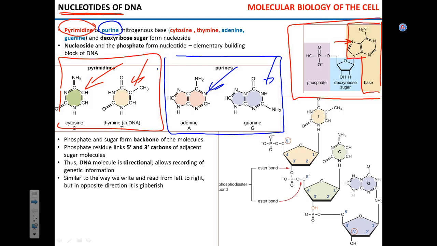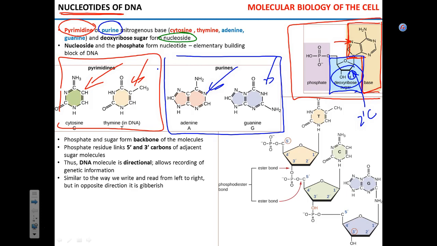Now, when the nitrogenous base, here in the corner, combines with a sugar, the so-called deoxyribose sugar, they form a structure known as a nucleoside. The sugar is called deoxyribose because here, at the 2' carbon, there is no hydroxyl group, just hydrogen. So deoxy, no oxygen. Does that make sense?